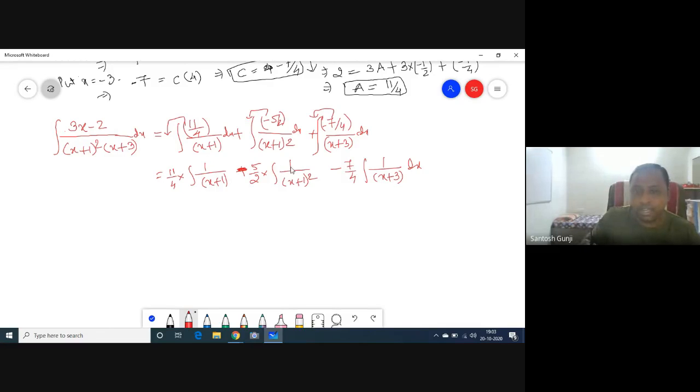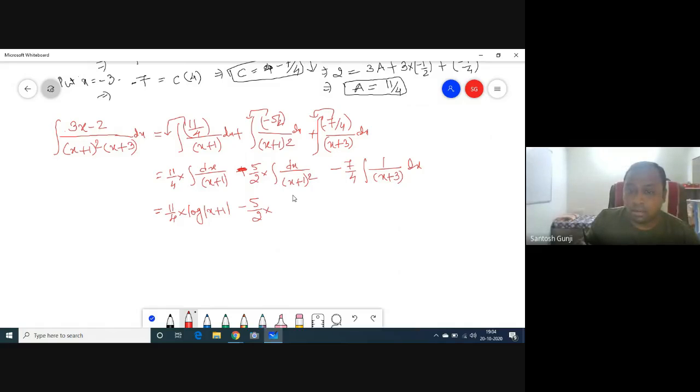So everywhere dx would be there. It's a common one. Don't forget to write. Then 11 by 4 into, it's in the form of 1 by x. It's a linear one, so you can apply that. 1 by x integration is log x, so log of modulus x plus 1, minus 5 by 2 into, it is not linear, so you cannot say it's log of (x plus 1) whole square. Remember, it's not a linear function, it's a quadratic function.